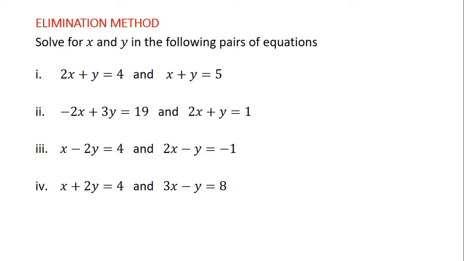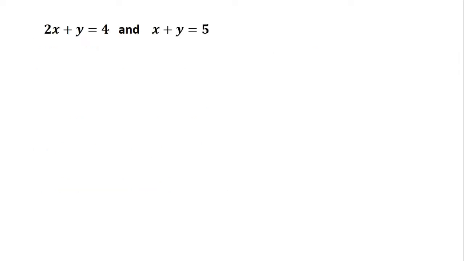The question tells us to solve for x and y in the following pairs of equations, and we have 4 pairs of equations. We will solve the first one in this video, then we will solve the others in the subsequent videos. So let's consider the first pair of equations. We have 2x plus y is equal to 4 and x plus y is equal to 5. In the previous video, we explained why we need 2 equations to solve for x and y.